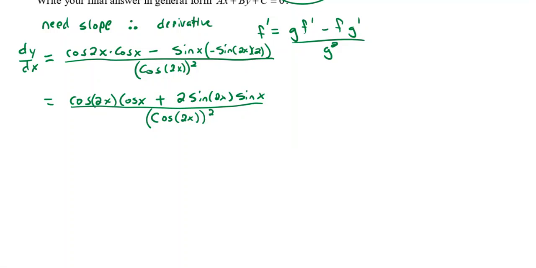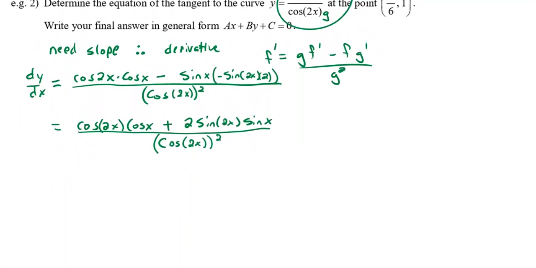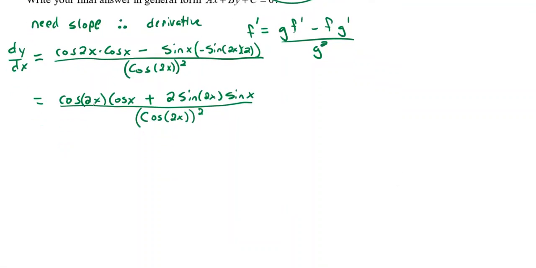Okay, so now we're set up pretty well because we actually want to get a number out of this. In this case, remember what x was. x is pi over 6, because we want to figure out what the slope of the line is at that value of x, at that point. Okay, so let's use that. We're going to be throwing that in for all of our x's.